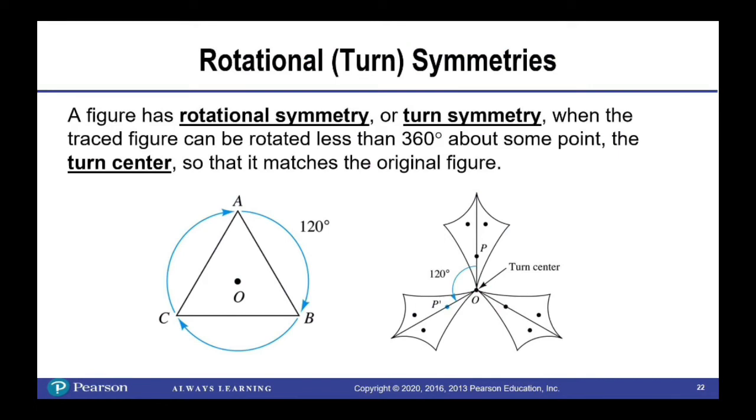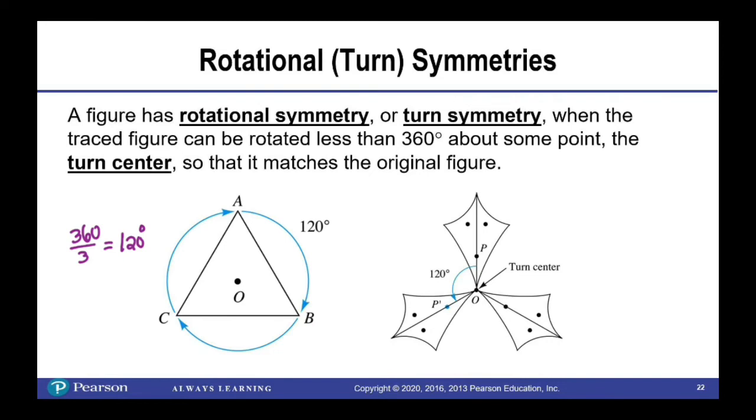Another type of symmetry that we look at in geometry is called rotational or turn symmetry. We have rotational symmetry when we can rotate a figure less than 360 degrees and we end up matching the original figure. We use 360 degrees because there's 360 degrees in a circle. Now look at the figure on the left. This one says that we have 120 degrees of rotational symmetry. Here's how we get this. Typically, but not always, you can look at how many vertices there are. There are 360 degrees in a circle divided by 3 vertices, and that is how we get the 120 degrees.